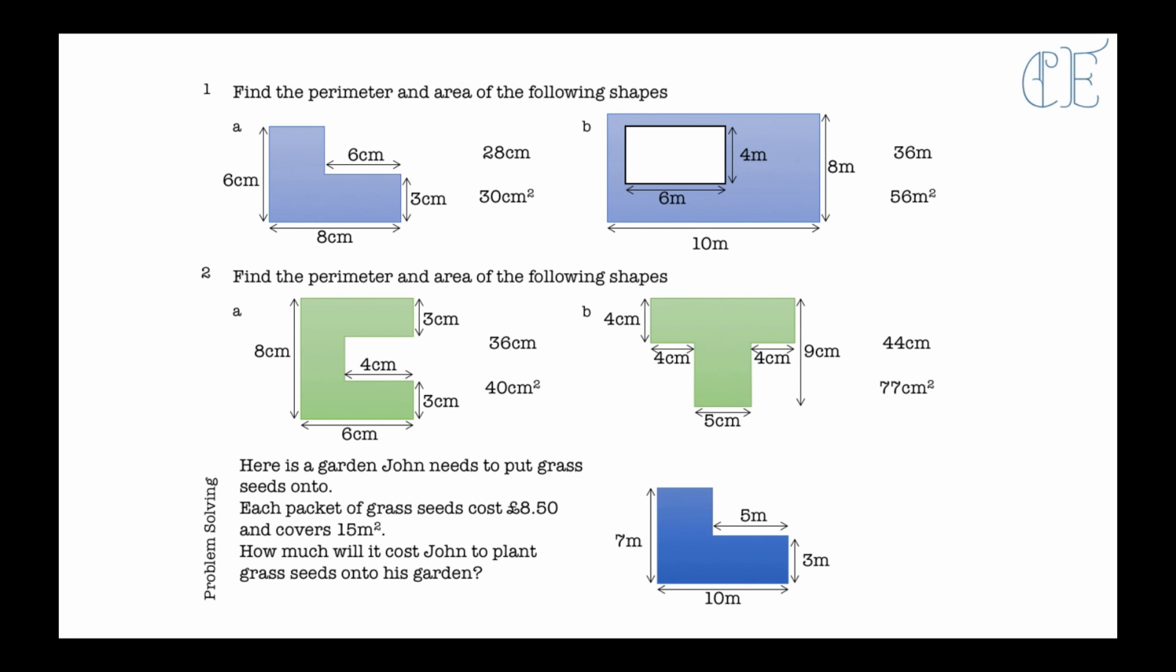And finally, here is a garden John needs to put grass seeds onto. Each packet of grass seeds costs £8.50 and covers 15 metres squared. How much will it cost John to plant grass seeds onto his garden? You should have worked out that the area in total is 50 metres squared. If the area is 50 metres squared, you would then divide that by 15 to work out how many packets you need. And then times that by £8.50, which would give you £34.